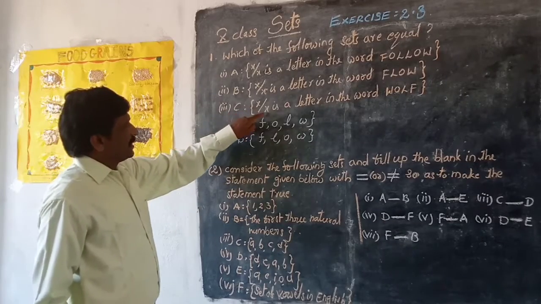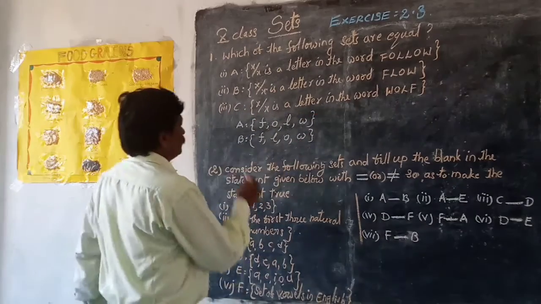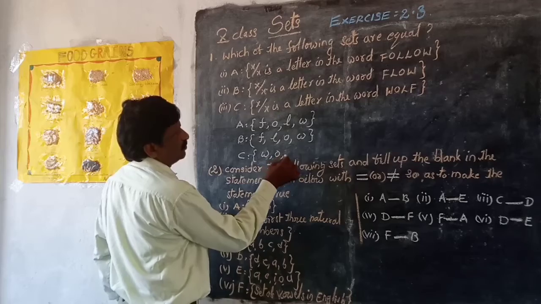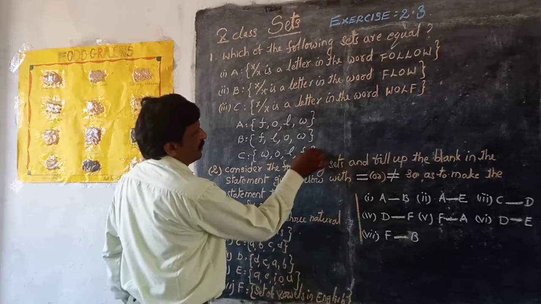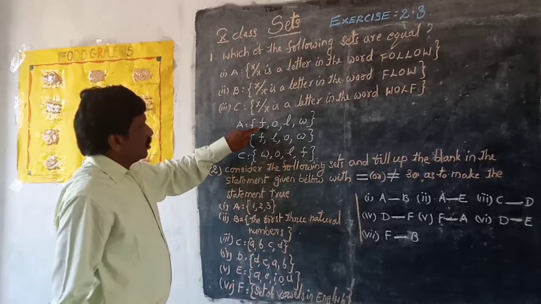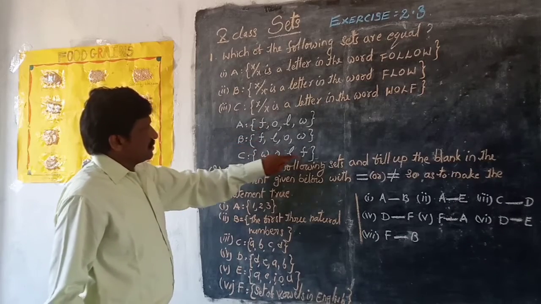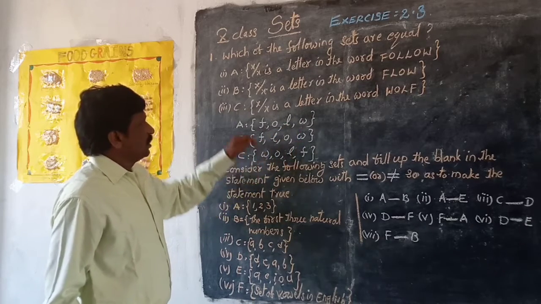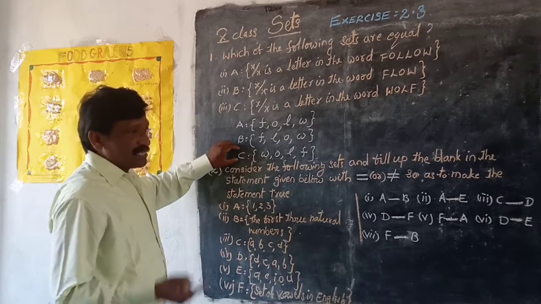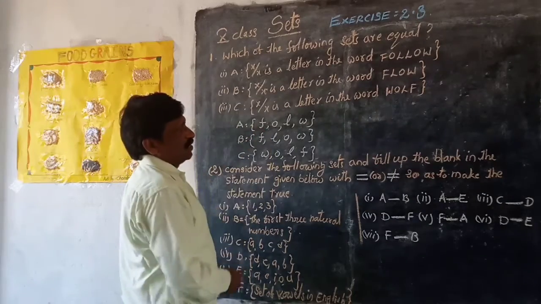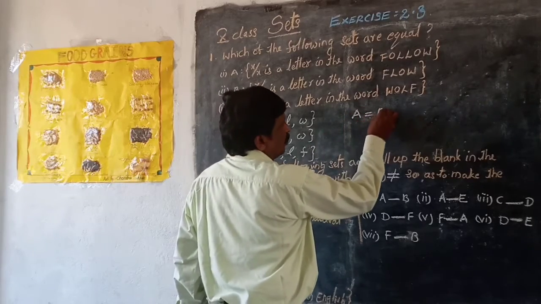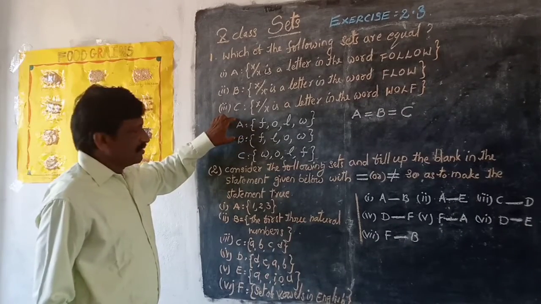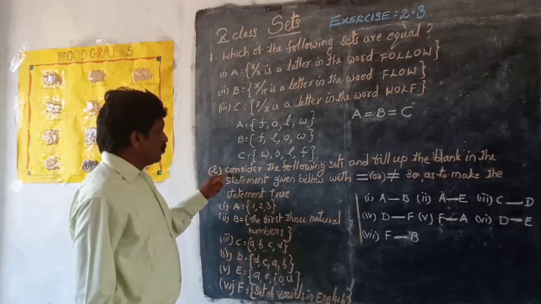Set C: x such that x is a letter in the word wolf. C: W, O, L, F. Same elements in the three sets A, B, C. So A is equal to B is equal to C. They are equal sets.